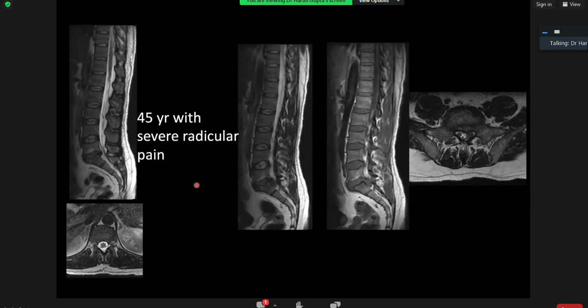Now this is another interesting case, 45-year-old with severe radicular pain. Patient is young. There is degeneration at L4-5 level. There is a large disc extrusion. You can see that. That's a disc extrusion which is compressing the left S1 nerve root. Now, patient, obviously this is reported.